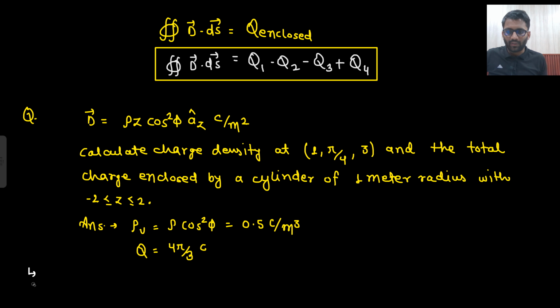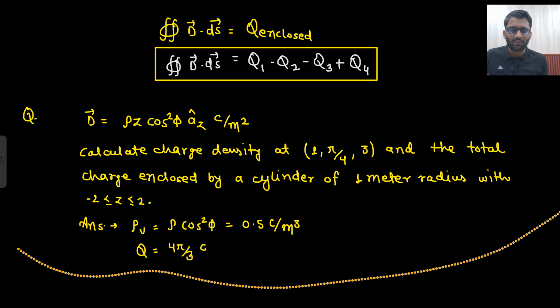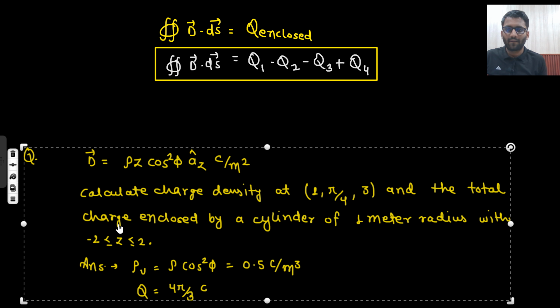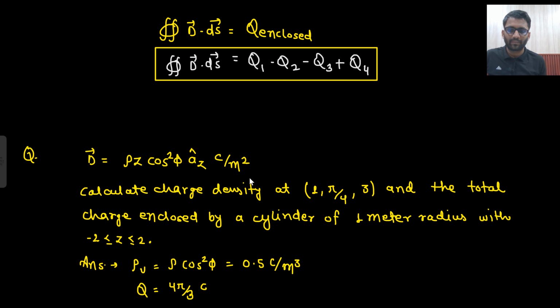Wait a second. One more thing I wanted to tell here that I forgot. Yeah, so this is what you got here, right? D dot ds is q enclosed.